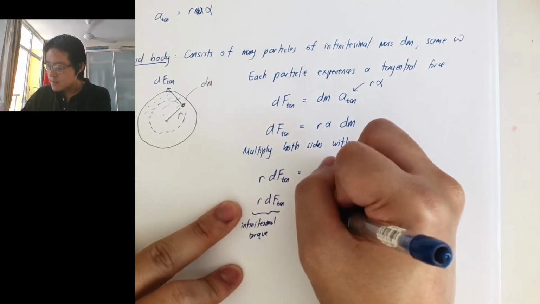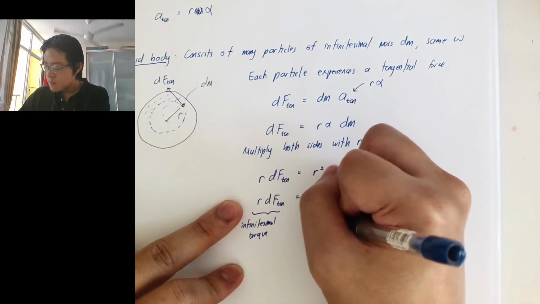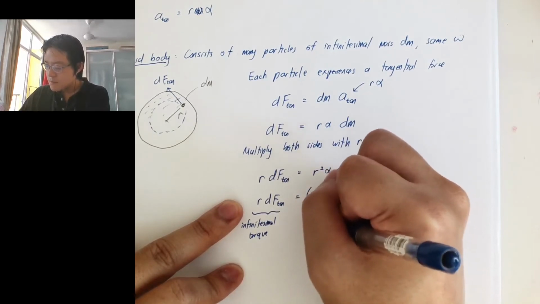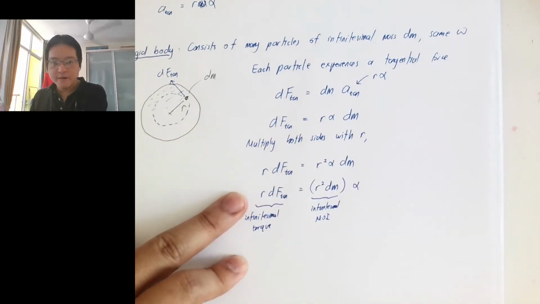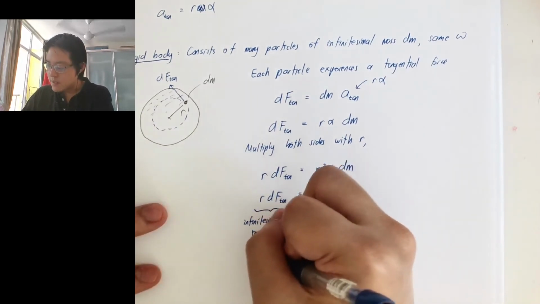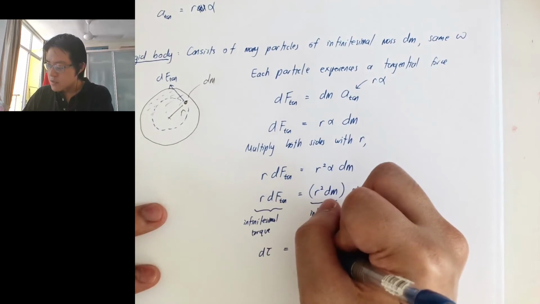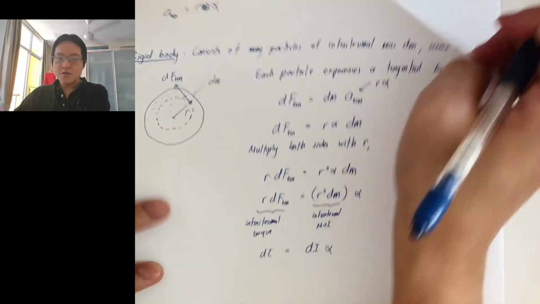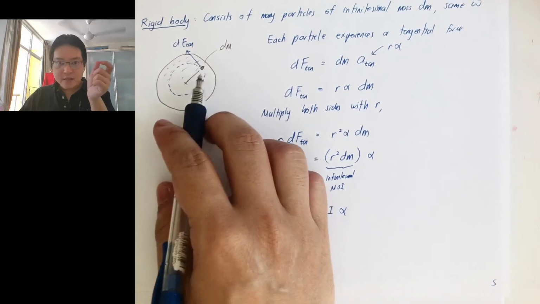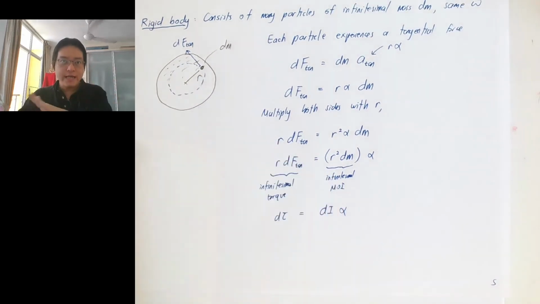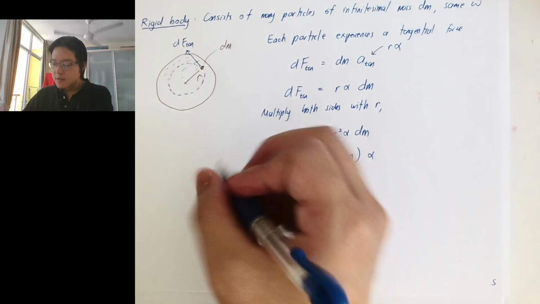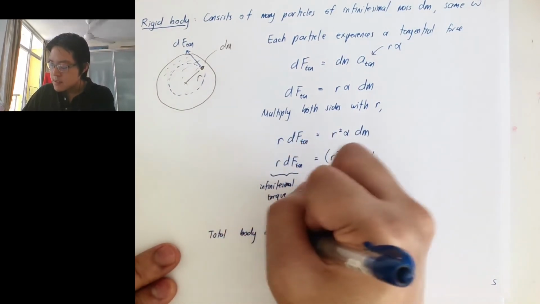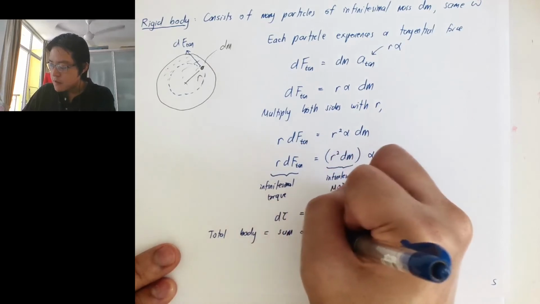And this is the infinitesimal moment of inertia. And then this is just alpha, right? So the torque is equal to dI alpha. So this is for one particle of mass dm, and of course to get the total for the whole object, the total body is the sum of all the infinitesimals.